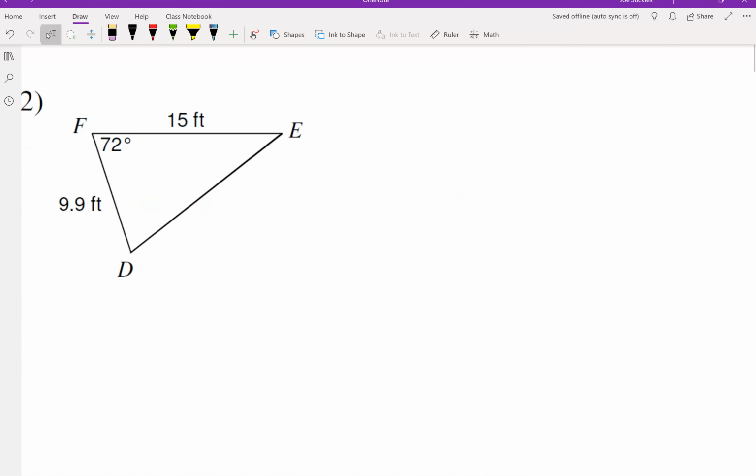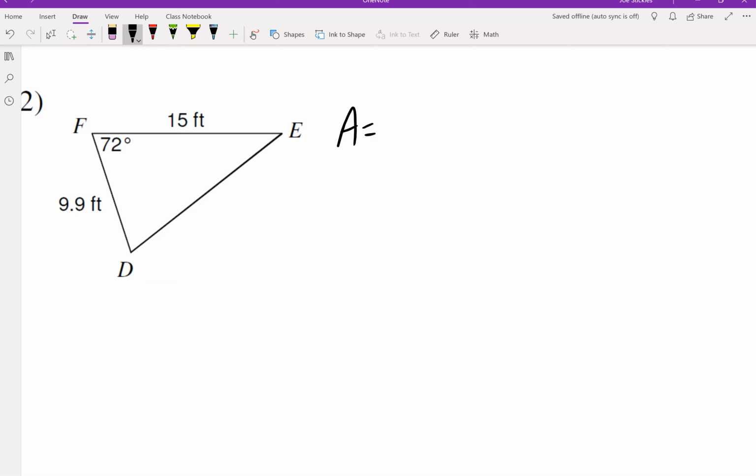Scroll over here to number 2. All right, so these are different letters, but again, the setup looks exactly the same as the previous one. I have two sides, 9.9 and 15, and I have the angle included between those two sides, that's 72. That's important, okay? If this 72 were down here, I wouldn't be able to do this problem right off. I'd have to do something else first, which we'll see examples of here in a little bit. The 72 being the included angle is the important part.